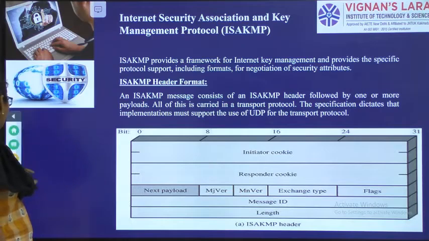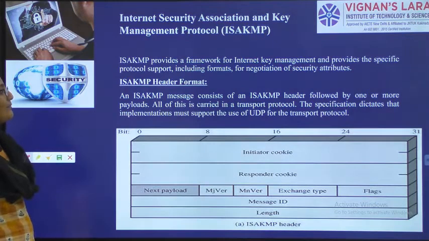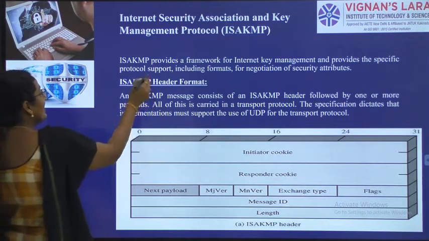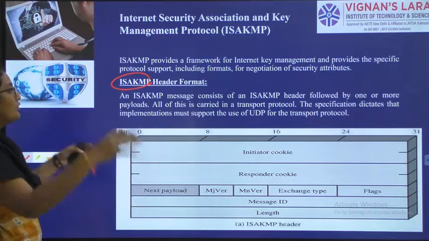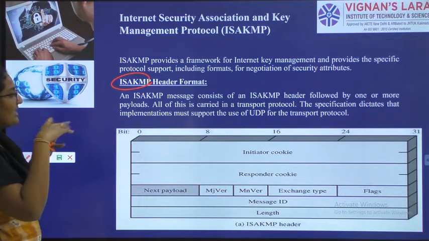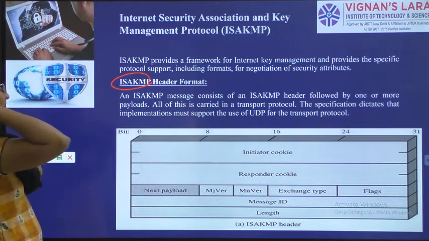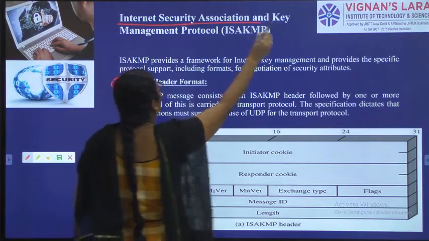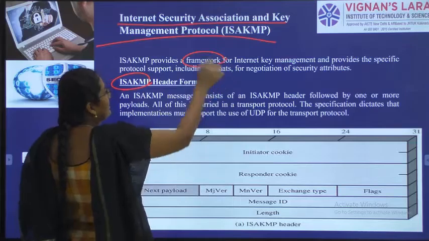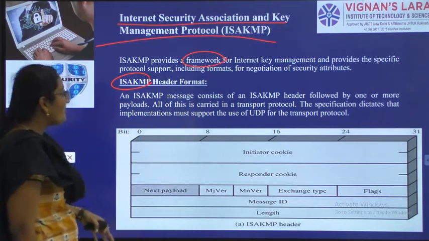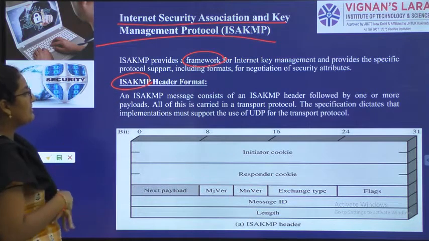So see, what are the advantages and disadvantages of Diffie-Hellman key exchange? The disadvantages are overcome by Oakley key distribution. So what are the features of Oakley? Oakley has 5 important features. First one, it employs the mechanism known as cookies. The concept of cookies is used in Oakley.